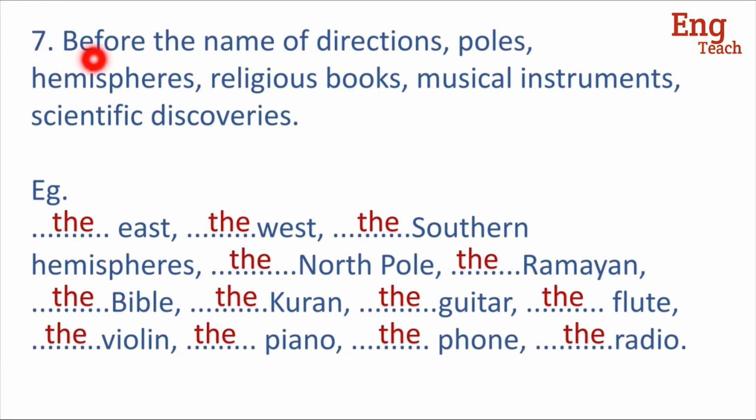Rule number 7. The is used before the names of directions, poles, hemispheres, religious books, musical instruments, and scientific discoveries. For example, the east, the west, these are the directions. The southern hemisphere, the North Pole, the Ramayana, the Bible, the Quran, these are religious books. The guitar, the flute, the violin, the piano, these are musical instruments. So we should use the before them. The phone, the radio, these are scientific discoveries, so we should use the before them.